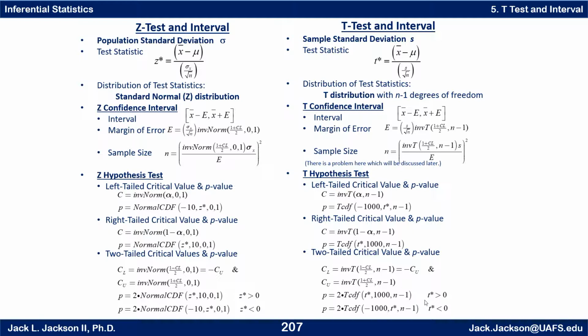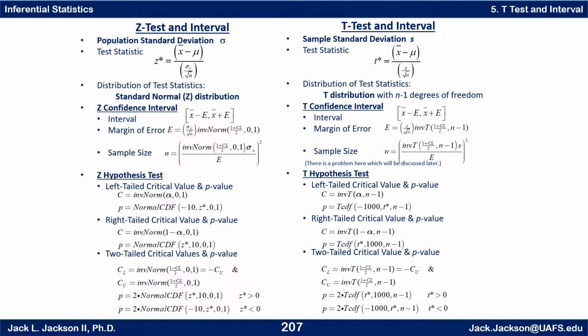Again, if the t star is bigger than 0, we just do a t CDF from t star to 1000, which is essentially forever to the right, at least in terms of practical numbers, and with n minus 1 degrees of freedom and double that. So we find the probability to the right of there, at that value or further to the right, and then double it. If t star is to the left of the mean of 0, then you find the probability from there even further to the left, and then double that for your p-value. So that's 2 times t CDF of negative 1000, t star, n minus 1.